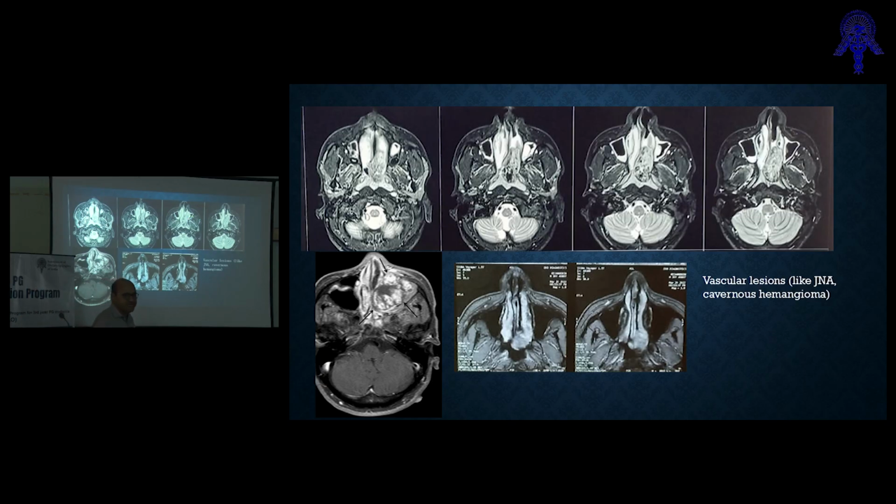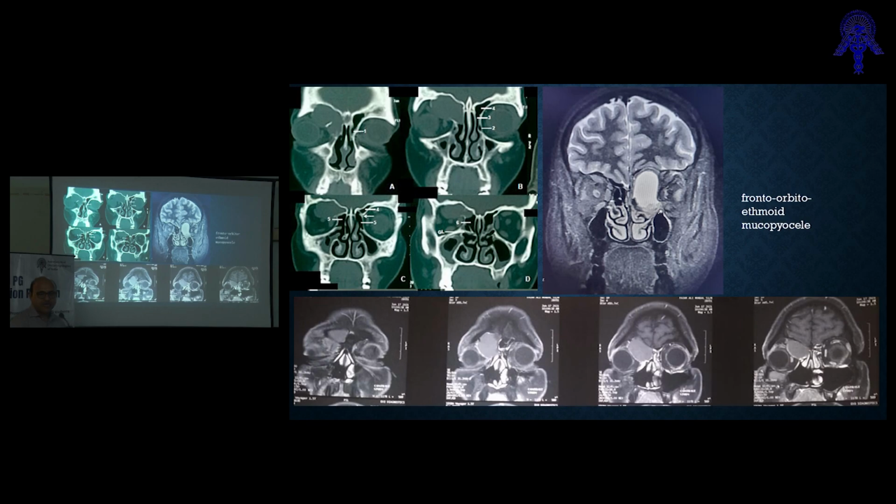Ideally, CT with contrast is the initial investigation we advise for a JNA, but you can advise an MRI if you like to, because that can also give the same information about the nature of the lesion as well as the extent of the lesion and bone erosion also. Here also you can see a mucocele or a mucopyocele. Here also it is best to go with an MRI first to avoid any double or extra investigation.